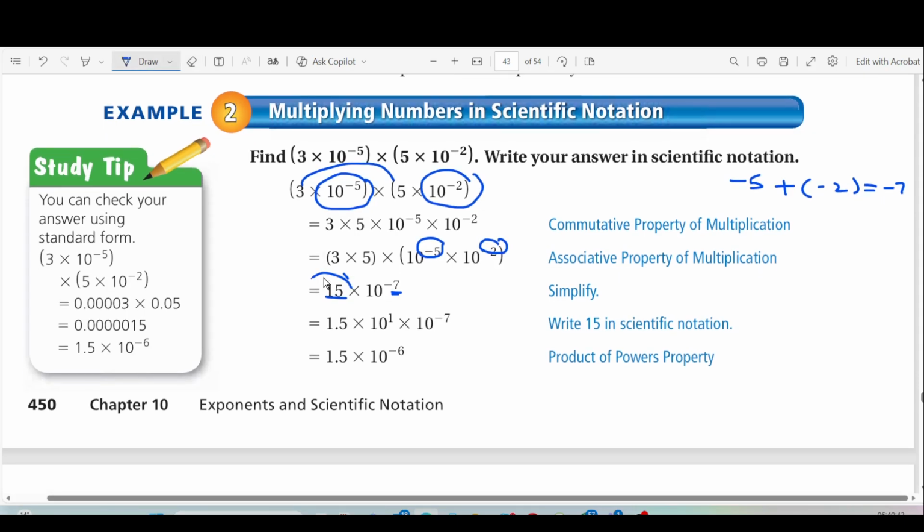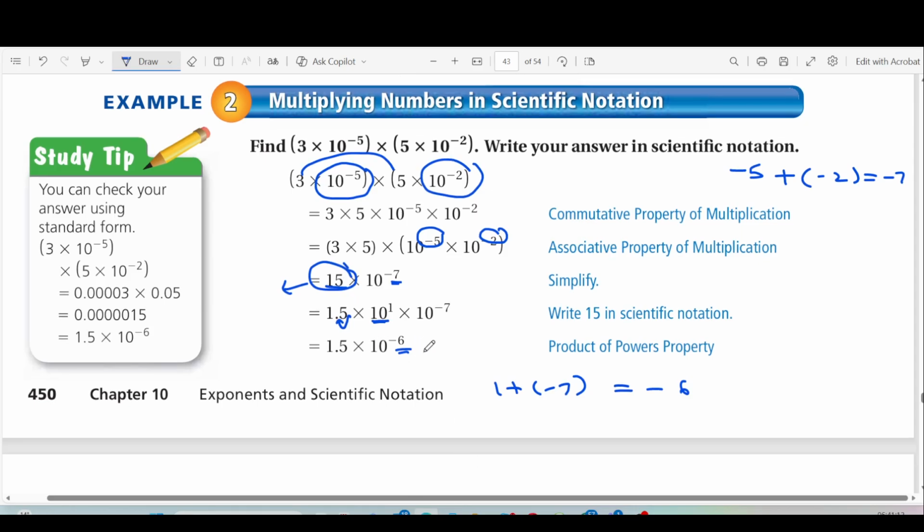Now this is 15, which is greater than 10, so we need to make it smaller. If I put a decimal here, this will become 1.5, because we are putting it after one digit, so we get 10 raised to the power 1. And again, we add the powers. 1 plus -7 is -6. And that's how we got 1.5 times 10 to the power -6.